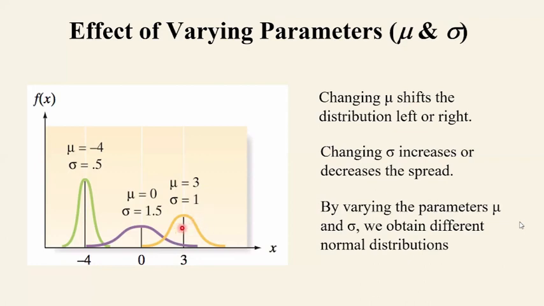So by changing mu, it will displace the curve left or right. But when we change sigma, the length between the two tails and the curve peak will change. So by varying the parameters mu and sigma, we obtain different normal distributions. The curve is always bell-shaped and symmetrical, but the peak, flatness, and location will change.